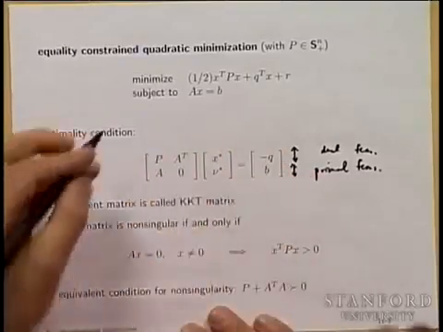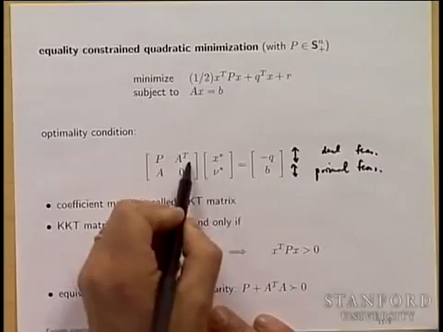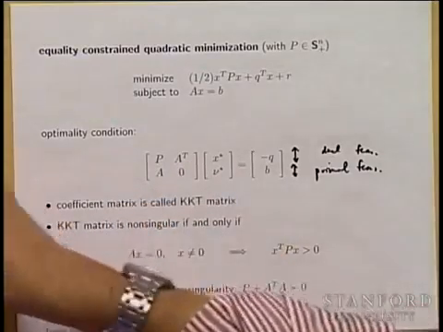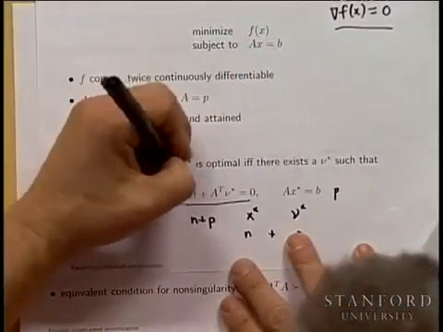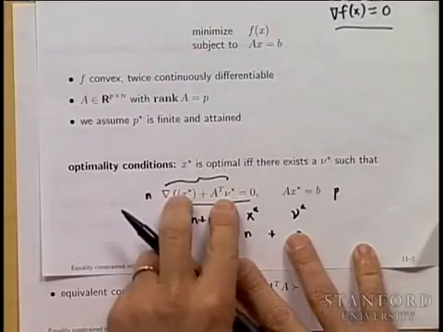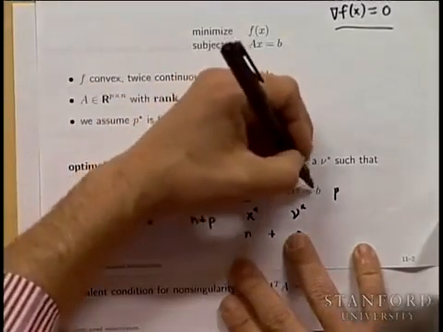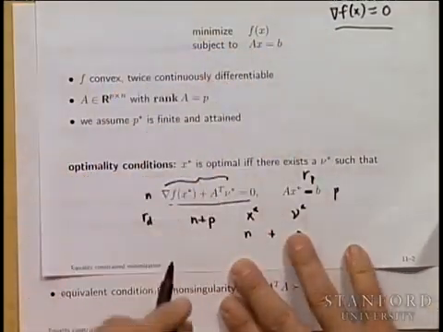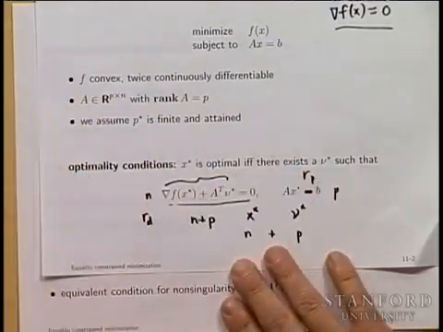By the way, if you take P x star plus A transpose nu plus q, some people refer to this thing as the dual residual, and they would call that r_d. They would call Ax minus b, or b minus Ax, it wouldn't matter, the primal residual r_p. And so the optimality conditions are that r_p and r_d should both be 0, the residuals.